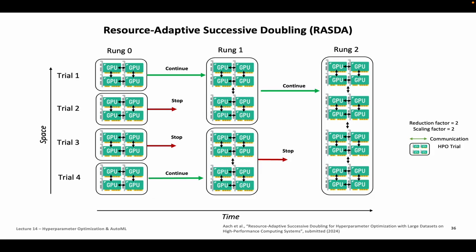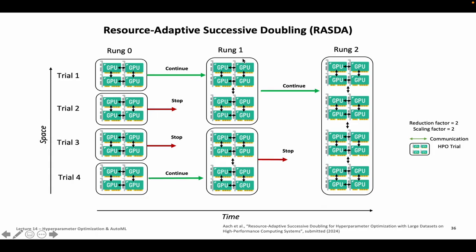Now, however, if we take the second approach that I introduced and combine this successive halving in time with a successive doubling in space routine, this algorithm is called resource adaptive successive doubling. You actually avoid the idling of GPUs by assigning the free GPUs to the distributed deep learning loop of the trials that continue training here.